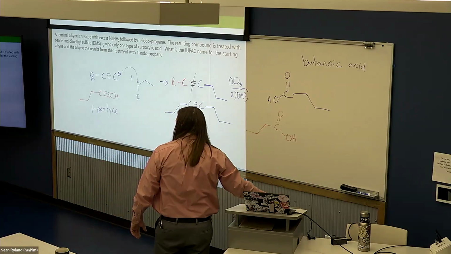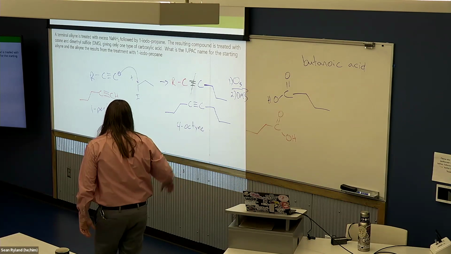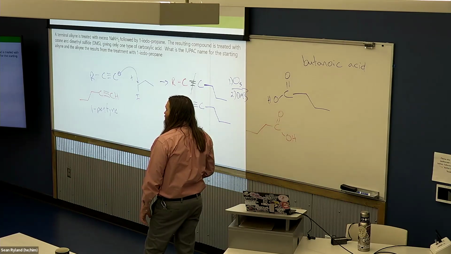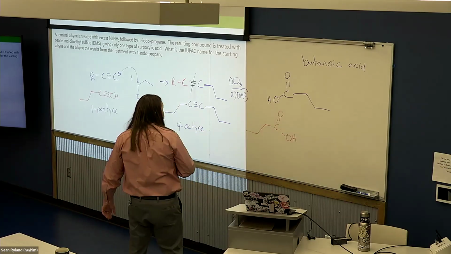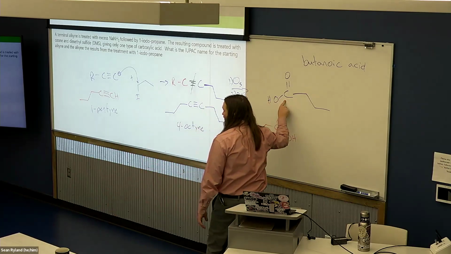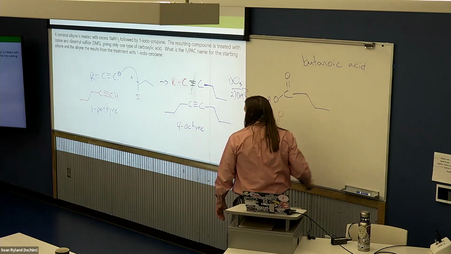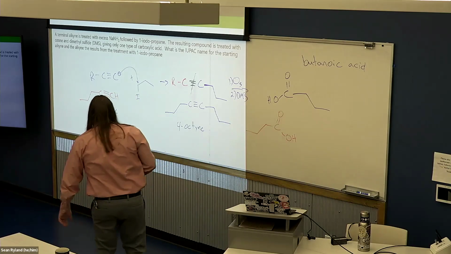So you won't ask us the names like this on the exam? Not the final products. I won't ask you to name anything we haven't covered yet. I expect you to know that this is a carboxylic acid, but not how to name it yet. Okay. Any more questions on this one?